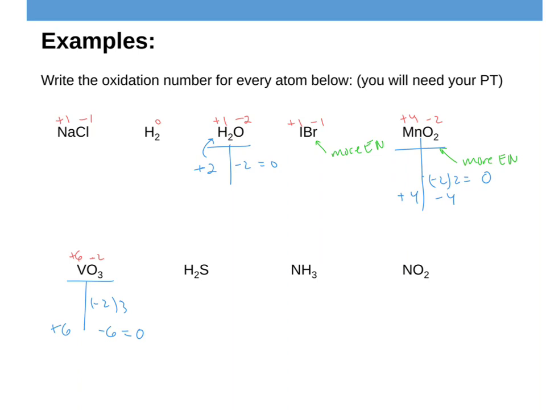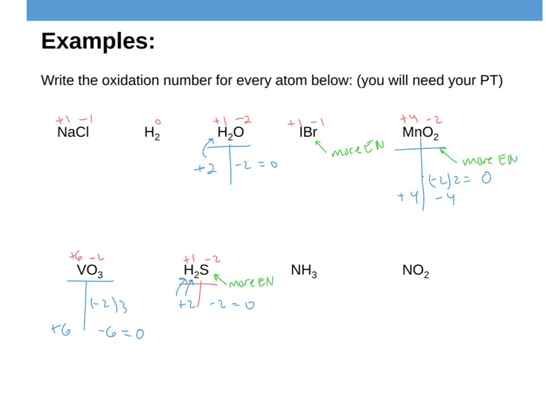Here I have sulfur. Sulfur is more electronegative than hydrogen, so minus 2 here. This is going to be a lot like the water one, where I have a minus 2. That has to be a plus 2, but there's 2 hydrogens, so they're each a plus 1. If I go over to ammonia, this one I need to pay attention to. Sorry, sulfur was more electronegative.